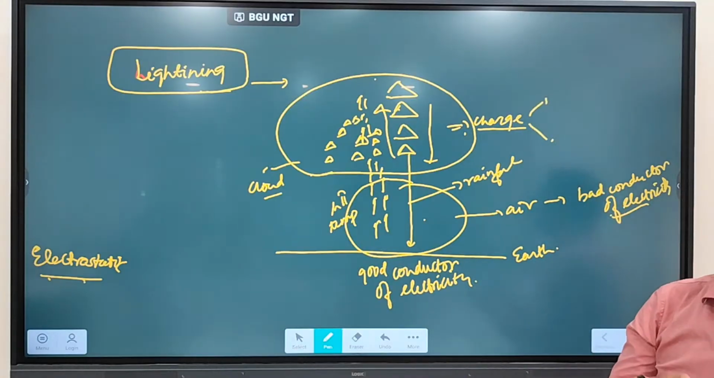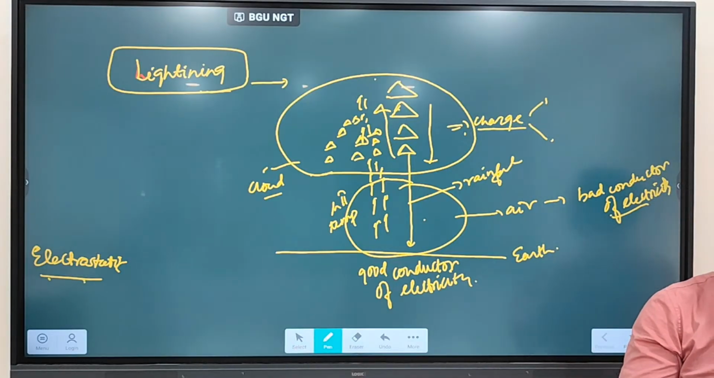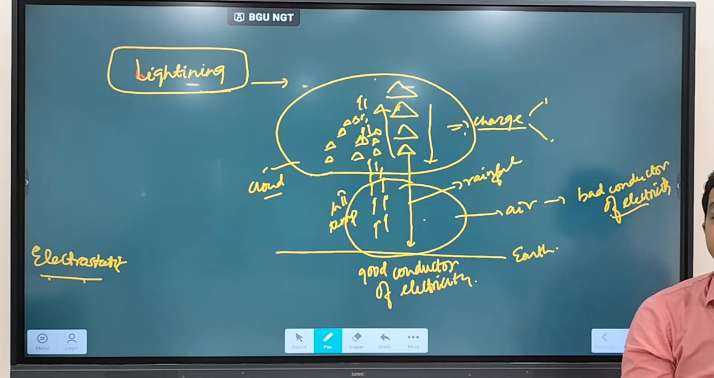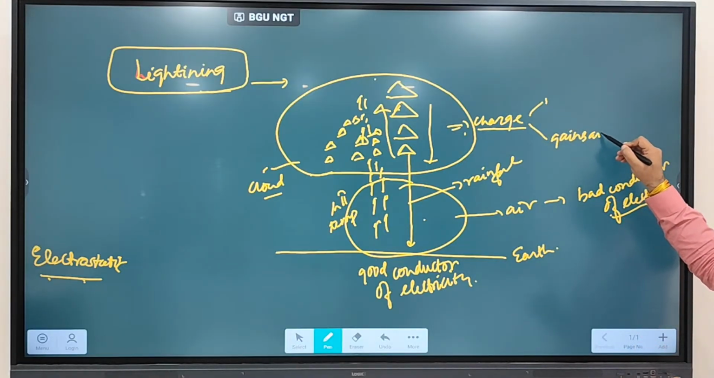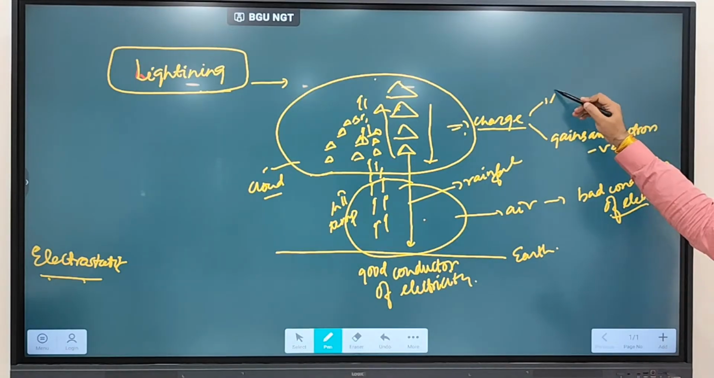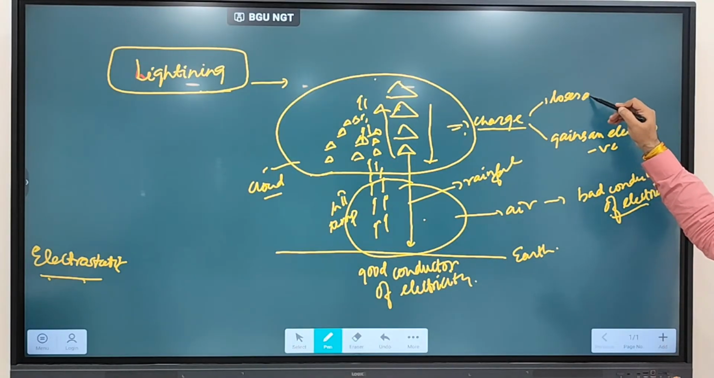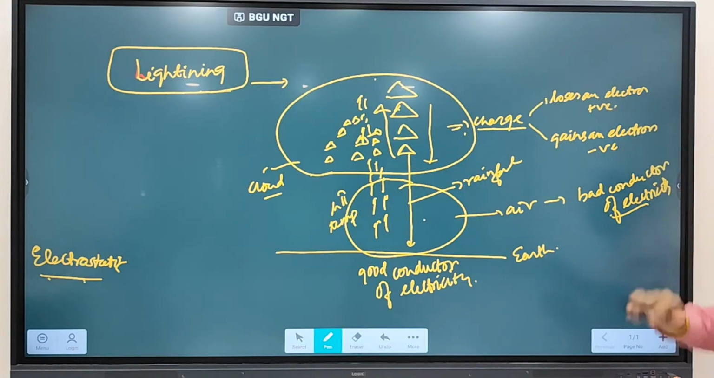As we discussed, an atom acquires a charge when it either loses an electron or gains an electron. When you gain an electron, you develop a negative charge. When you lose an electron, you develop a positive charge. Clear? So as a result, you see the formation of charges is going to happen.